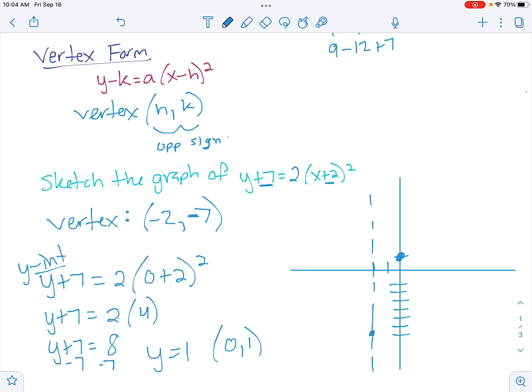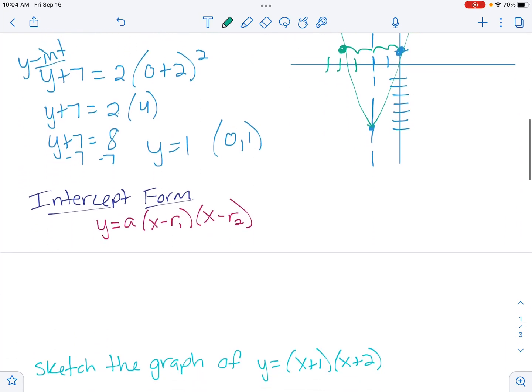So I'm going to go to 0 and up 1. Remember, you are absolutely welcome to just count to get that last point, which would be this guy is 2 away from the dotted line. So I go 2 away on the other side, put my point, and there's your parabola.